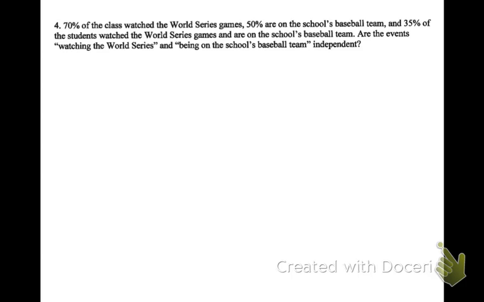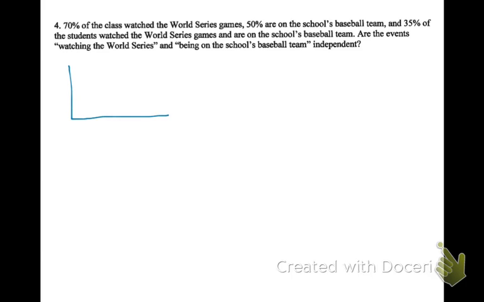One more example. 70% of the class watch the World Series game. 50% are on the school's baseball team, and 35% of the students watch the World Series game and are on the school's baseball team. Are the events independent? Sorry, let me read it again. Are the events watching the World Series and being on the school's baseball team independent?